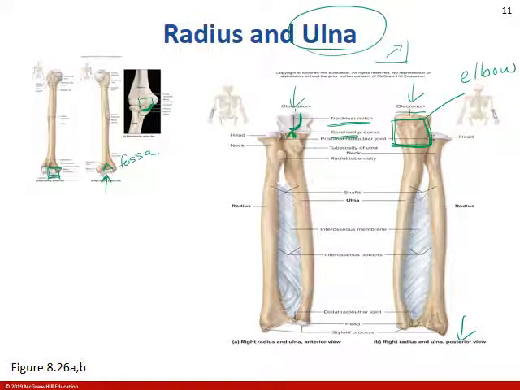Let's see, what else did we want to talk about? Styloid process. So styloid process, just like we have a styloid on the radius, and that's going to help frame your carpal bones, right?